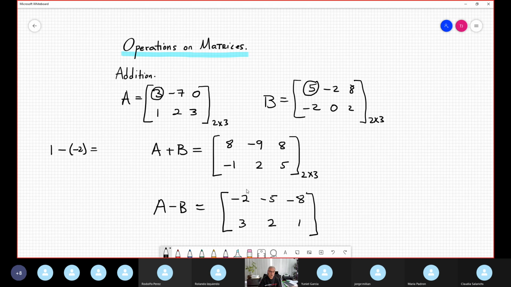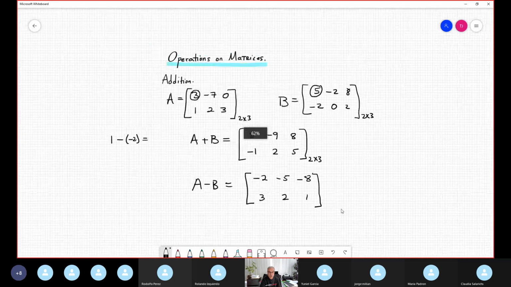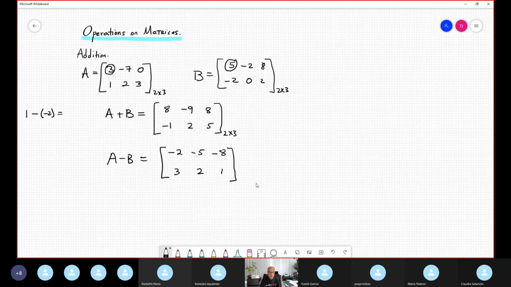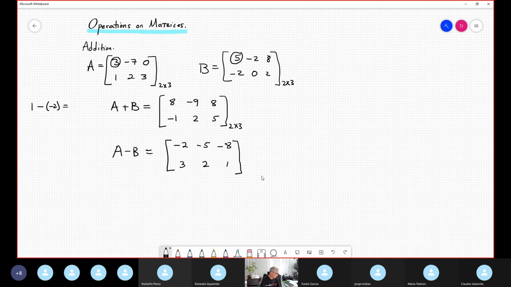It's easy. Addition and subtraction is elementary. And by the way, we can use the software. So you guys need to be familiar with GeoGebra and the manipulation of matrices. Okay? Okay, one more thing. Multiplication by a scalar.